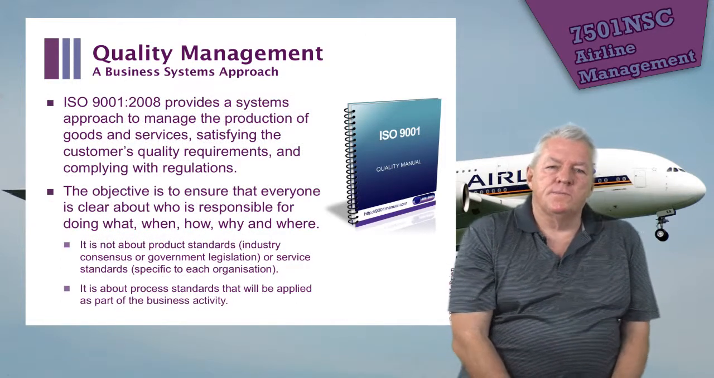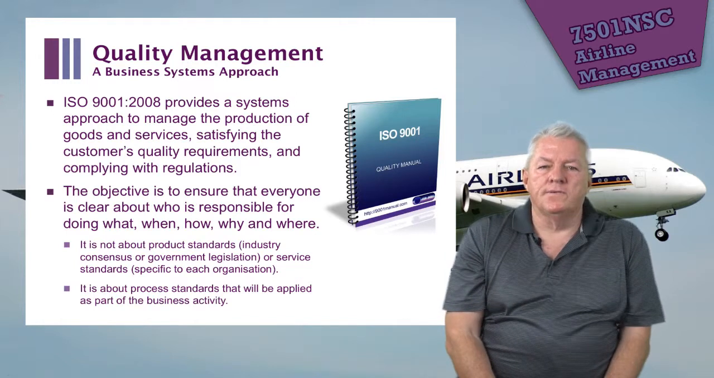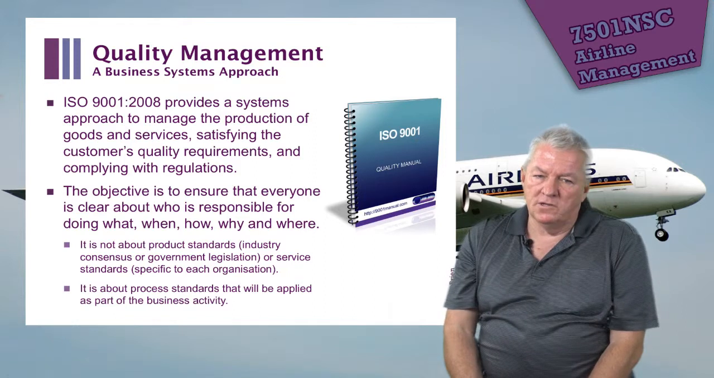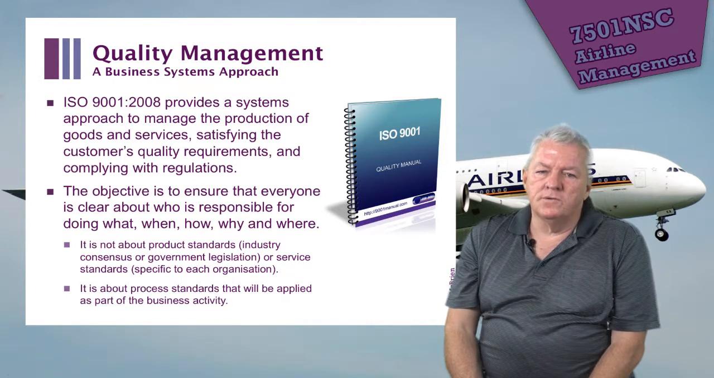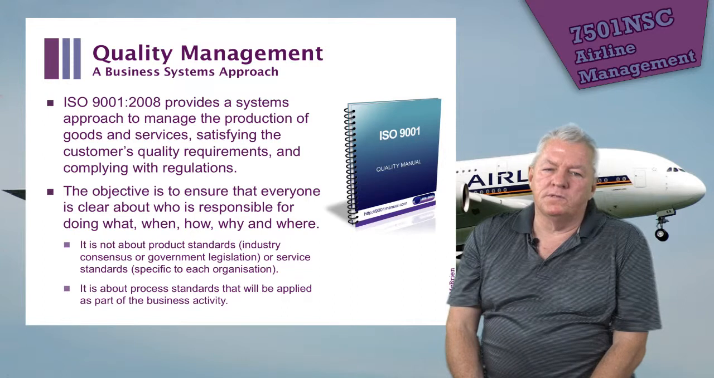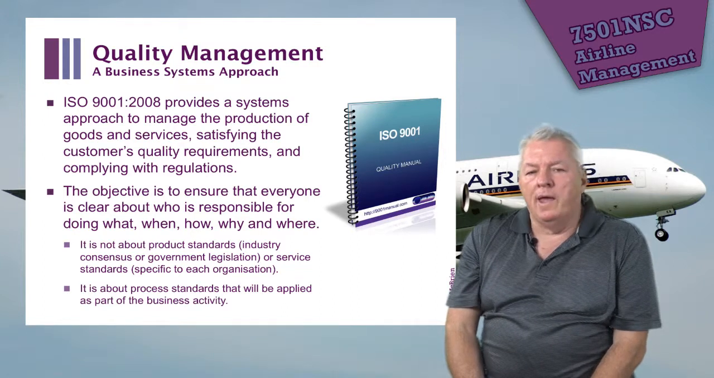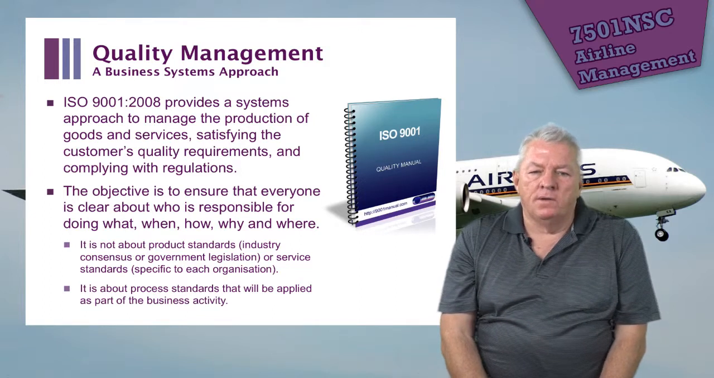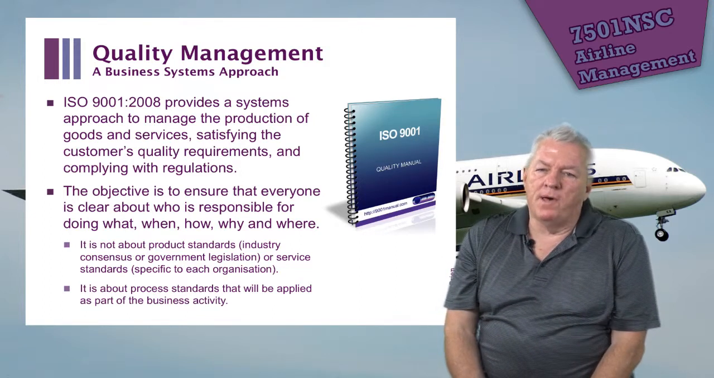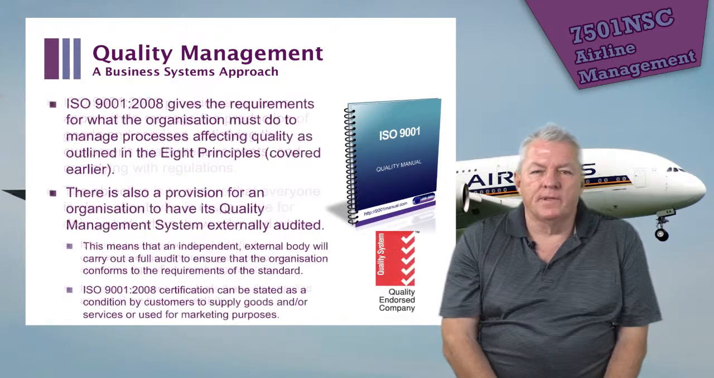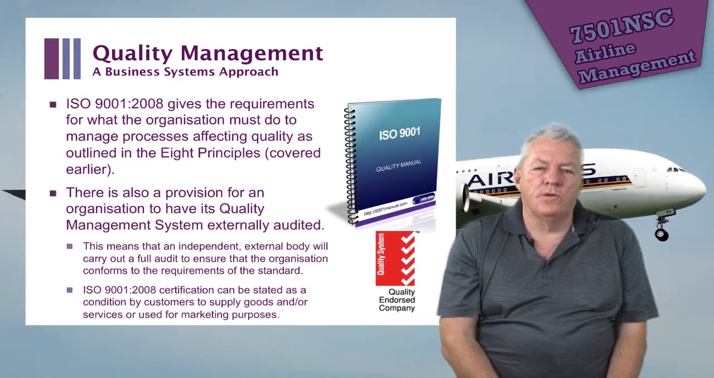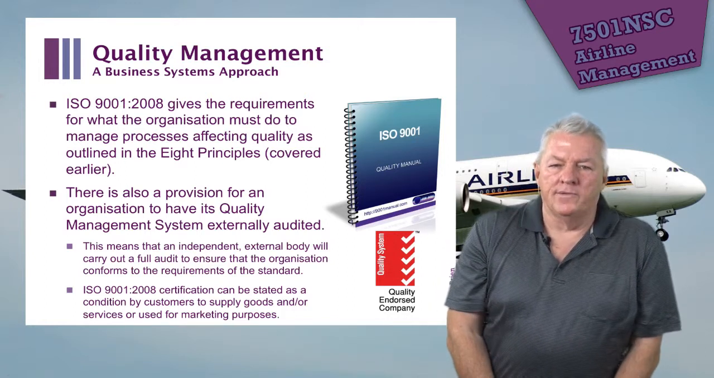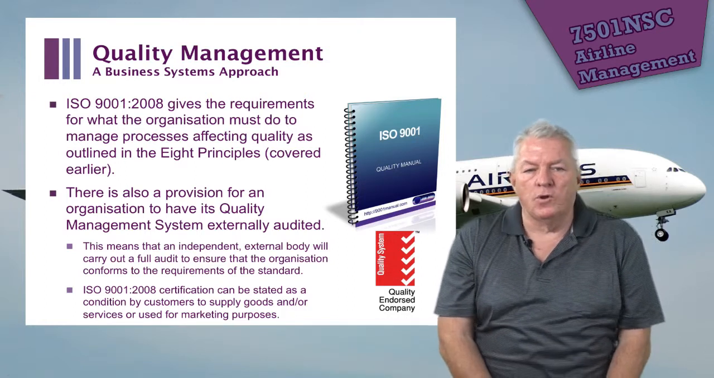It provides a systems approach to manage the production of goods and services, satisfying the customer's quality requirements and complying with regulations. And the objective is to ensure that everyone is clear about who is responsible for doing what, when, how, why and where. It's about process standards that will be applied as part of the business activity. It gives the requirements for what the organisation must do to manage its processes affecting quality as outlined in the 8 principles that we talked about earlier.